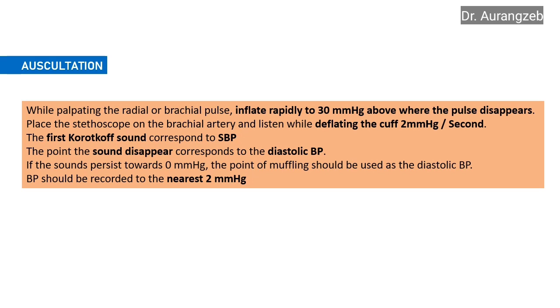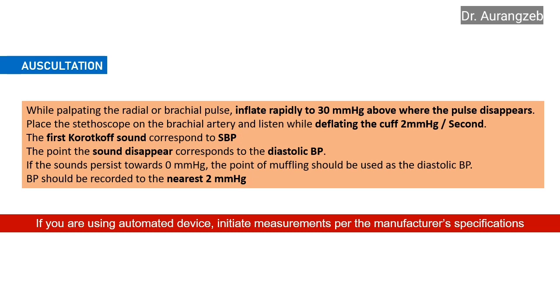The first Korotkoff sound corresponds to systolic blood pressure, and the point the sound disappears corresponds to the diastolic blood pressure. If the sound persists towards 0 millimeters of mercury, the point of muffling should be used as the diastolic blood pressure. Blood pressure should be recorded to the nearest 2 millimeters of mercury. Again, you can take 2 or 3 measurements and use the mean to calculate the office blood pressure measurement. If you are using an automated device, initiate measurements per the manufacturer's specifications.